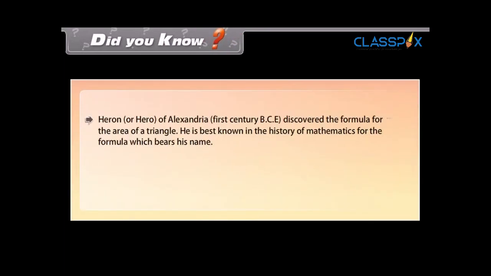Did you know? Heron, or Hero of Alexandria, 1st century BCE, discovered the formula for the area of a triangle. He is best known in the history of mathematics for the formula which bears his name.